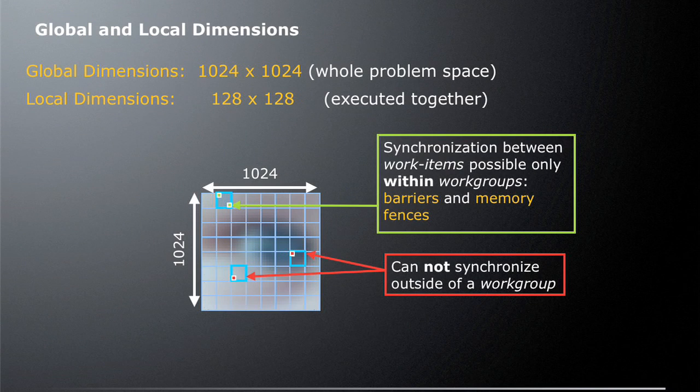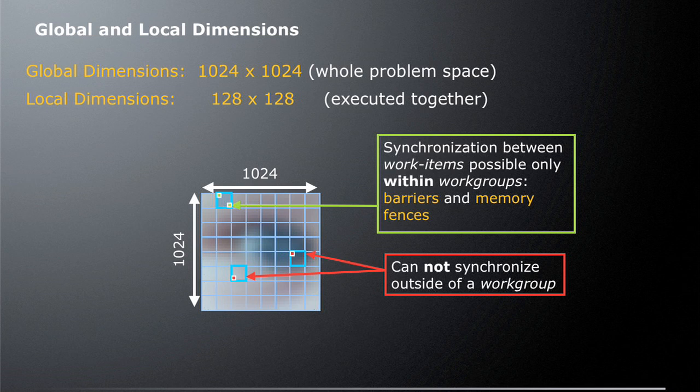Let's look at these global and local dimensions a little bit further. Let's say we're going to process an image, and that image is, again, 1024 by 1024. That's the whole problem space of the image we're processing. So 1024 by 1024 will be the global dimensions of our problem. And in this case, let's say we've decided that our local problem size should be 128 by 128.